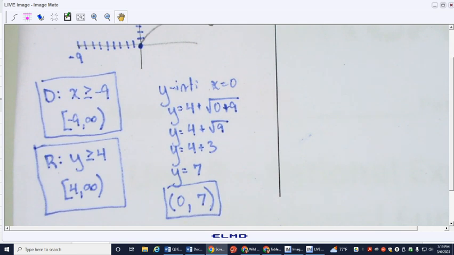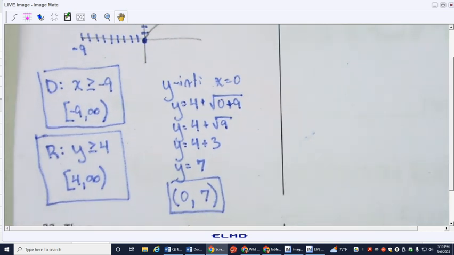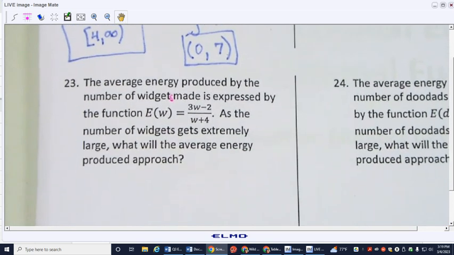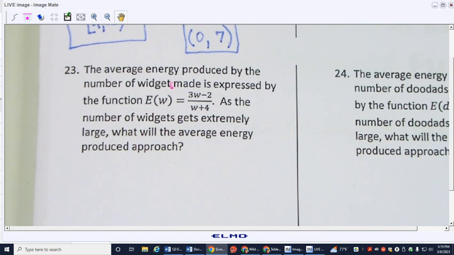Okay. Last one, number 23. The average energy produced by the number of widgets made is expressed by this function: energy of the number of widgets is equal to 3 widgets minus 2 over the number of widgets plus 4. As the number of widgets gets extremely large, what will the average energy produced approach? So, I don't know what a widget is. No idea. It could be a thingamabob or whatchamacallit. I don't know what a widget is, okay?